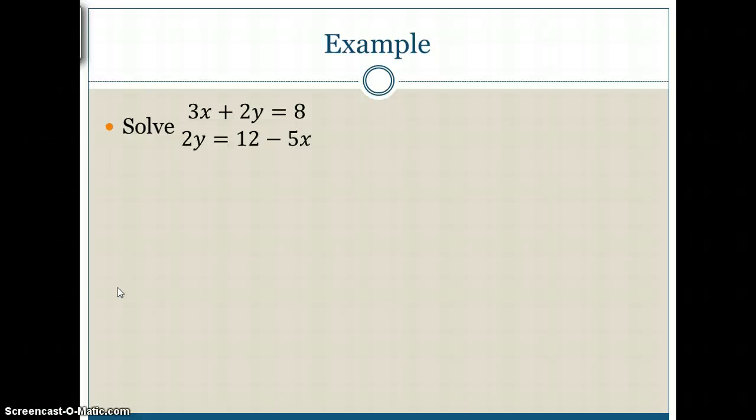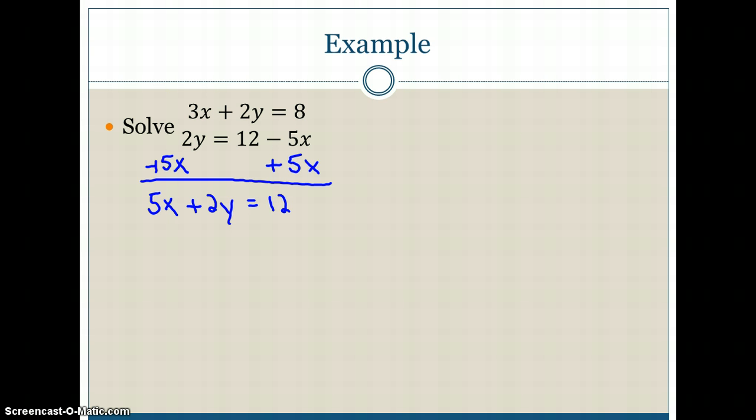What this problem is, and I'm only going to do part of it because we're getting kind of long with this video, is this is one where everything doesn't line up at the beginning. So what we'd have to do is get this so that all of our x's and y's line up. If I'm looking at this problem, I am going to add 5x to both sides of my second equation. That gives me 5x plus 2y equals 12. And I could actually bring down this next part, 3x plus 2y equals 8. And this would be the system that we would solve.